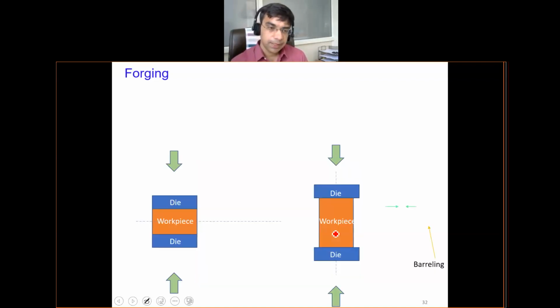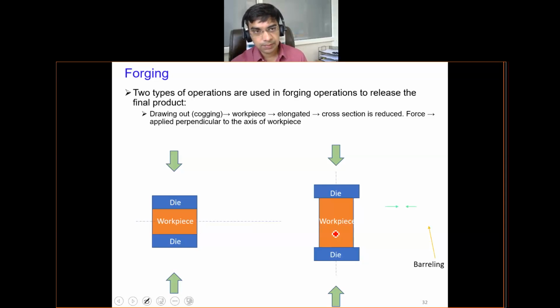Now, broadly speaking, the forging process utilizes two sets of operations or a combination of these to change the shape of the workpiece. The first is the drawing out operation. Drawing out is an operation where the workpiece is elongated. This means the cross section area of the workpiece will be reduced, and the force applied in this case is perpendicular to the axis of the workpiece.